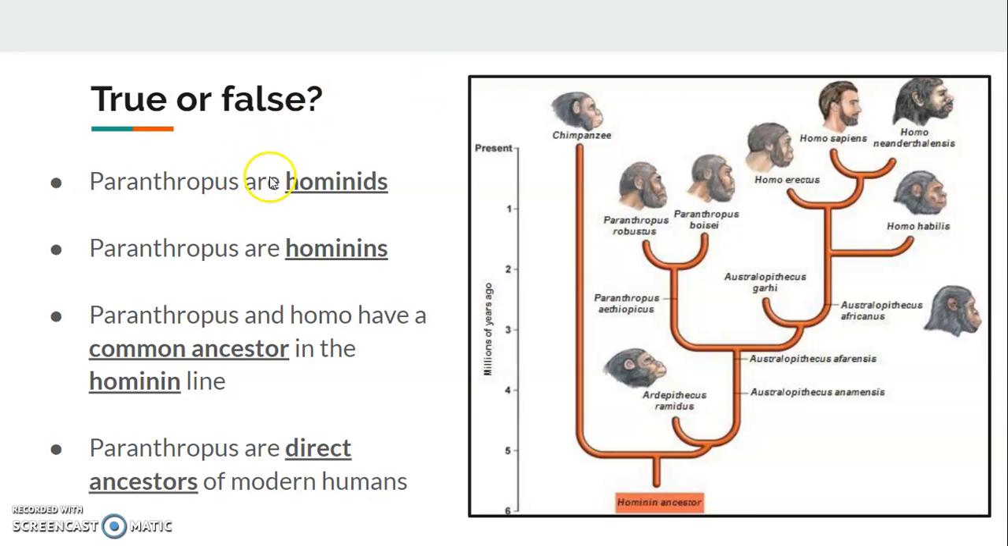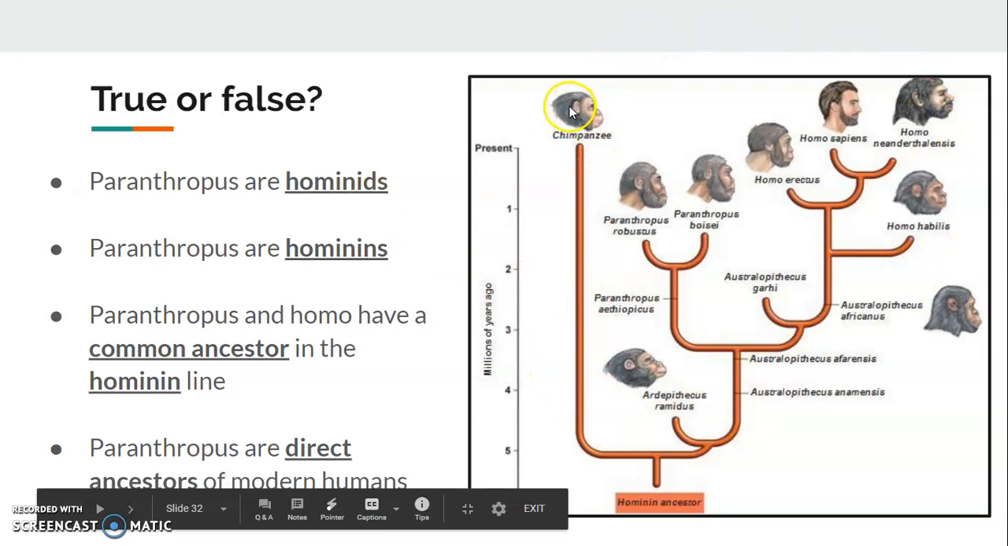So Paranthropus are hominids. This is true. Hominids include all of the extant and extinct great apes, and that includes this line plus chimpanzees, bonobos, gorillas, orangutans, and all of their ancestors as well. So yes, true. Paranthropus are hominins. Correct. The hominins include everything along this line here that has arisen as a result of the divergence between chimpanzees and the hominin line. So true.